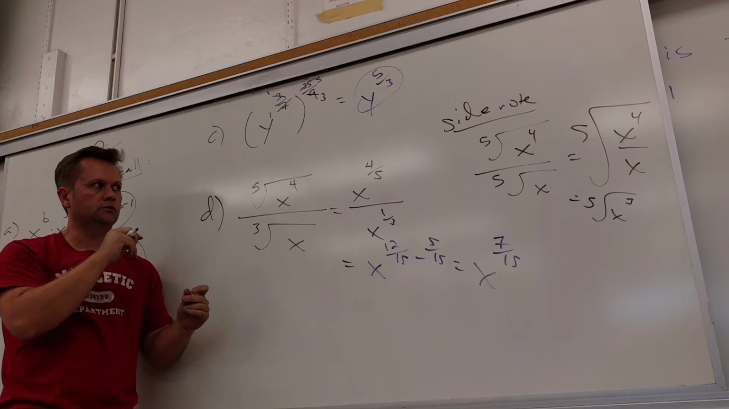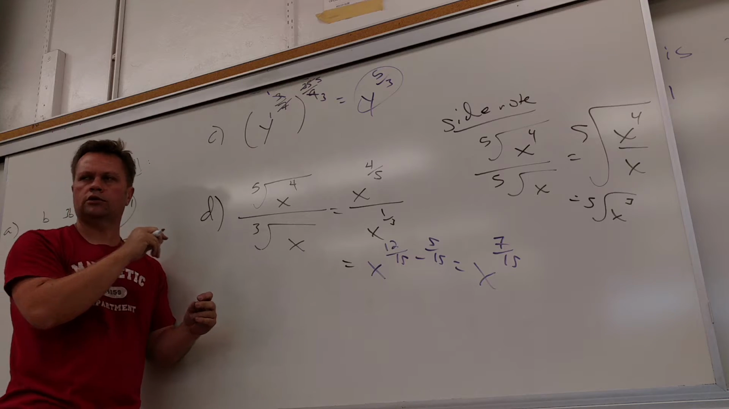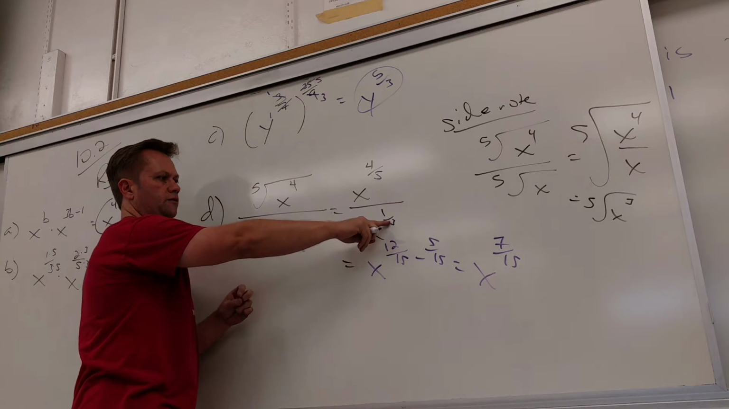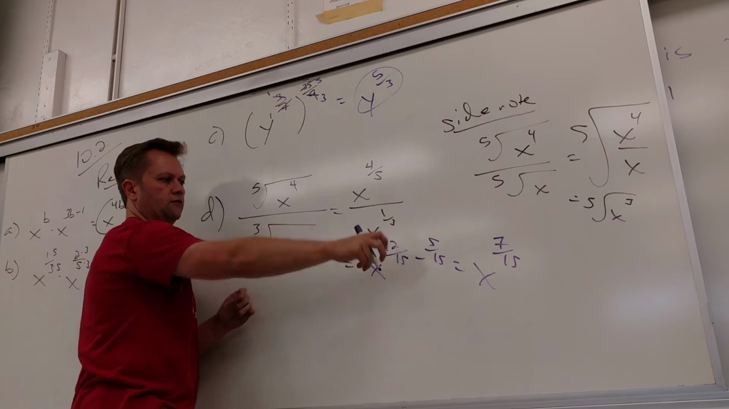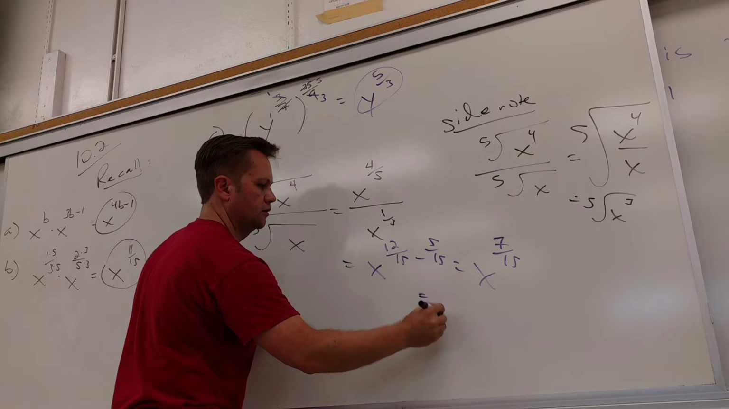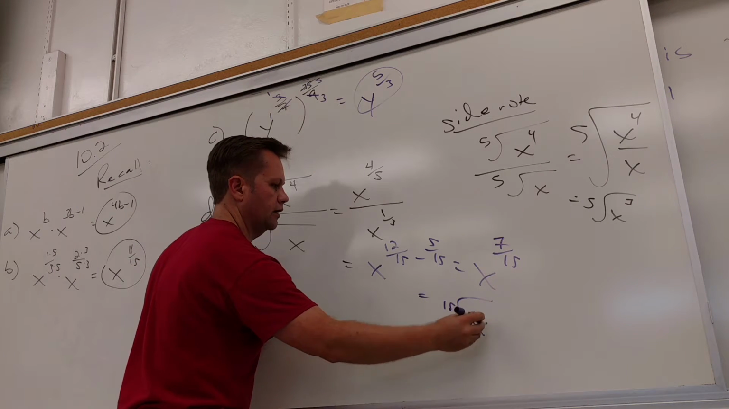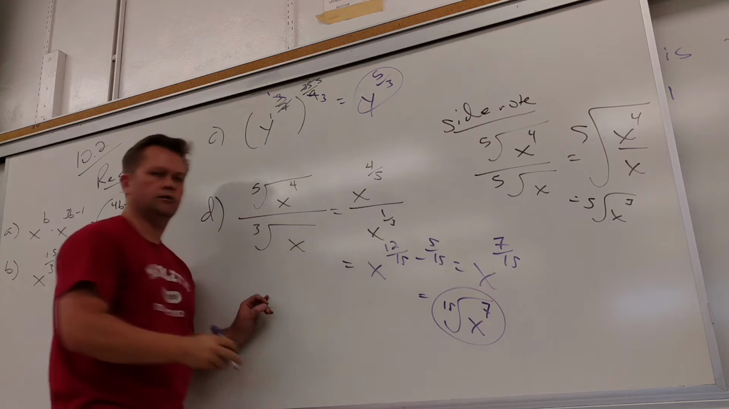What's up? Is everybody all right? All right, 12 fifteenths, 5 fifteenths, 7 fifteenths. So this would be the what root? 15th root, x to the 7th power. I like it.